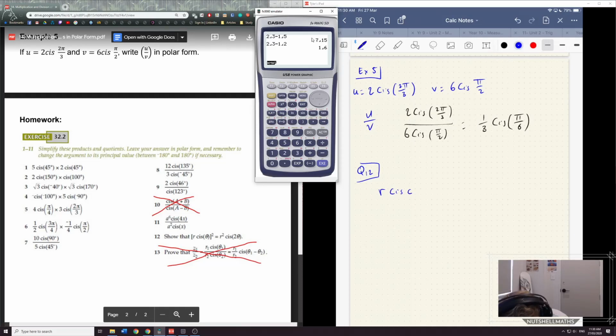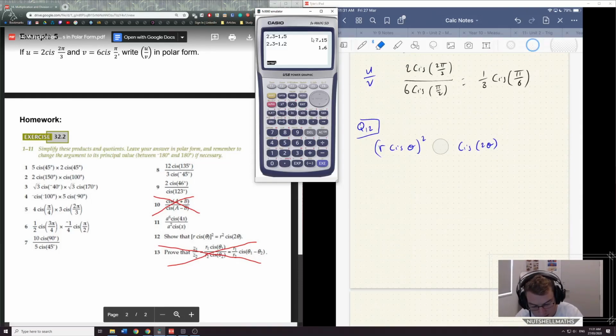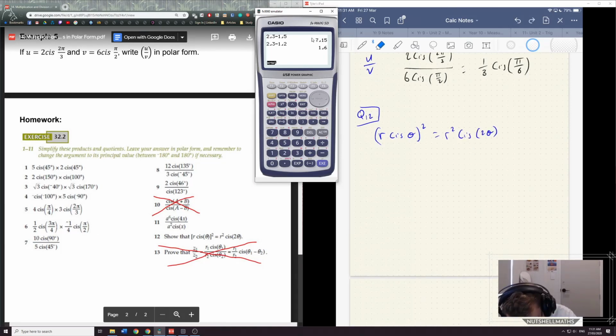R cis theta all squared is the same thing as r squared cis 2 theta. And it's a proof question. I was almost just going to give you this question, get rid of this part and just say calculate this. So let's just do that. I'm just going to look at r cis theta all squared. Miss Roger's saying let them try. I'm sure they can. I just want to go through this piece, and then I'll give them a harder one to try.